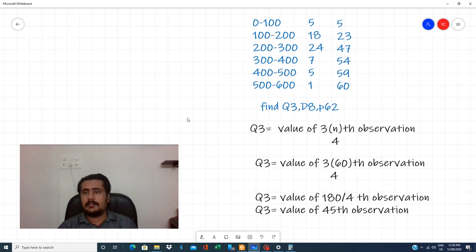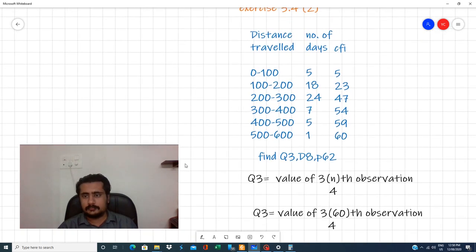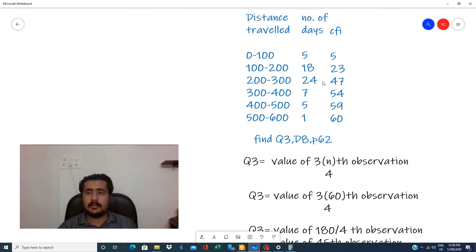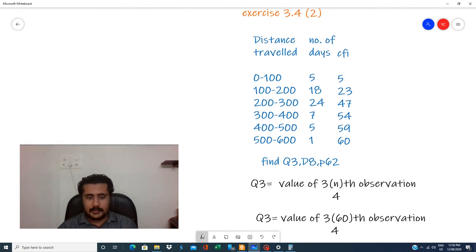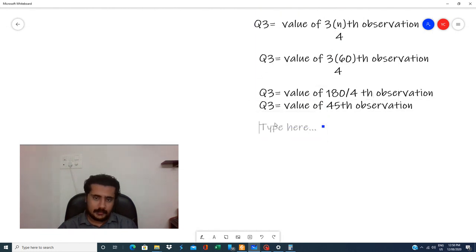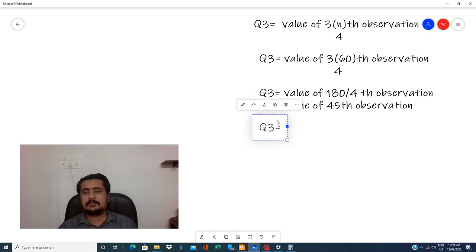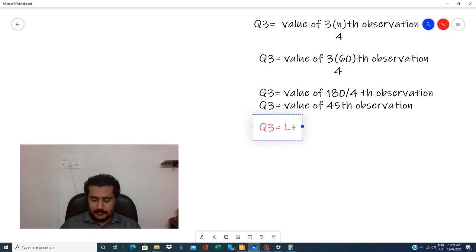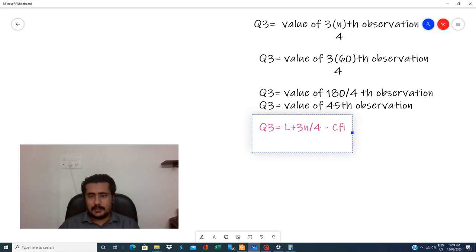Now where will this 45 fall? You can see 45 will fall here. Classes are from 200 to 300. So you can see this is your lower boundary. This will be your CFI and this will be your frequency. Let us write the extended formula. Q3 is equal to L plus 3n upon 4 minus CFI upon Fi into C.